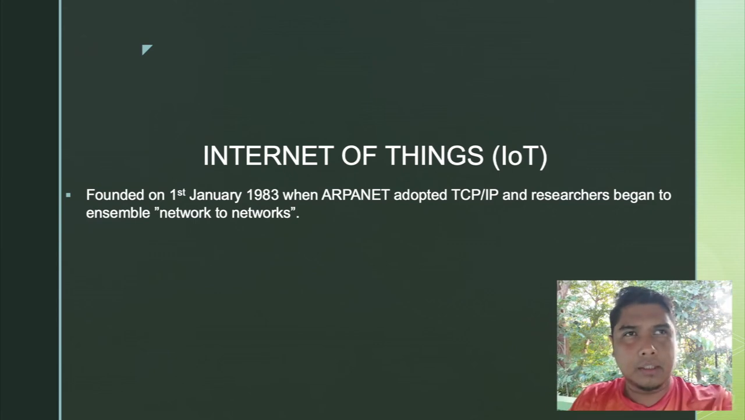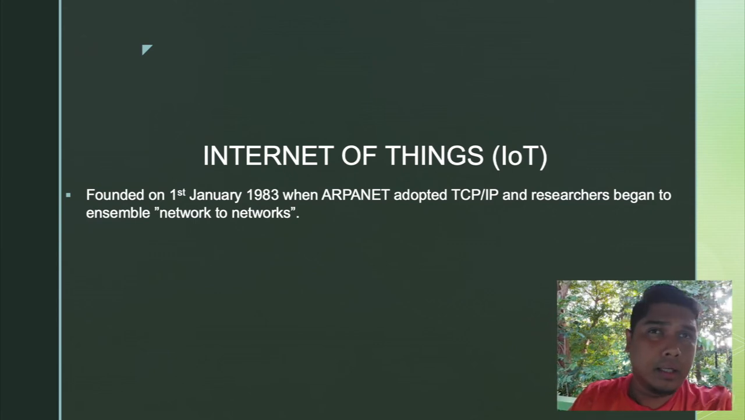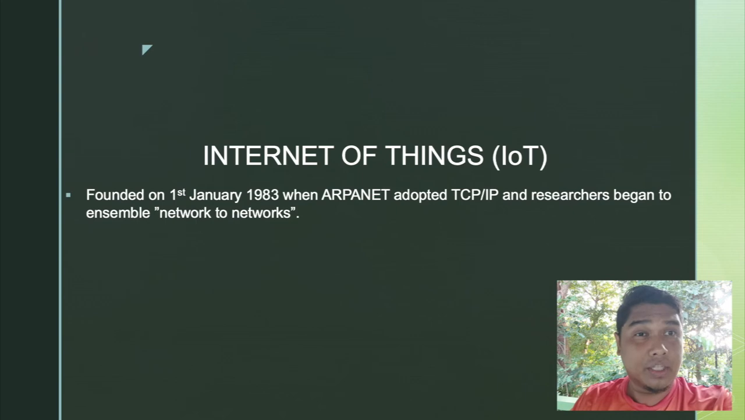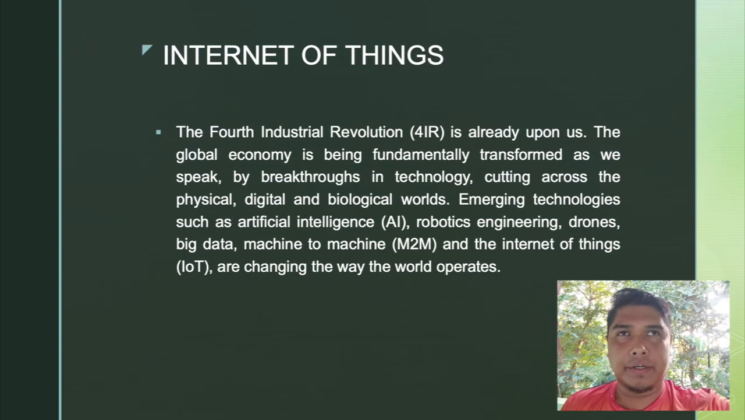First, ARPANET adopted TCP/IP internet protocols for the use of the internet, where researchers made a study about how to connect networks to networks, in January 1983. The Internet of Things is very important in our daily life, where we have to use it to access Facebook, Twitter, our mails, and to take exams in the future.